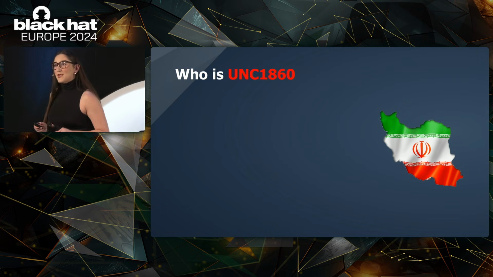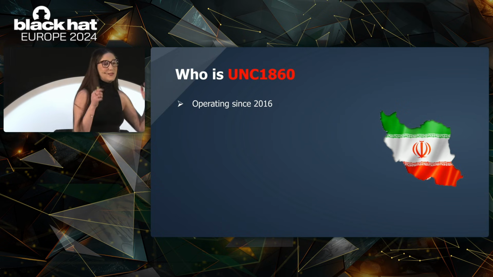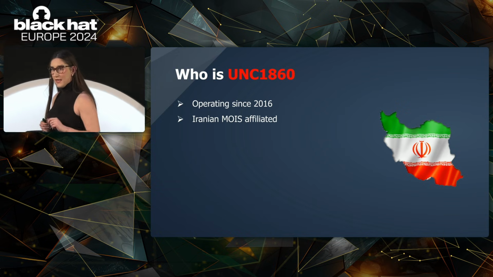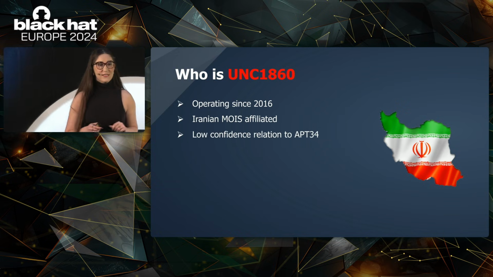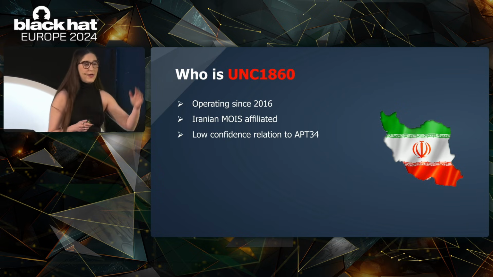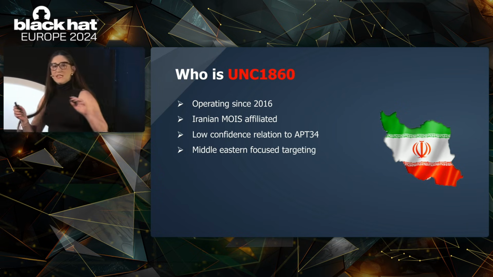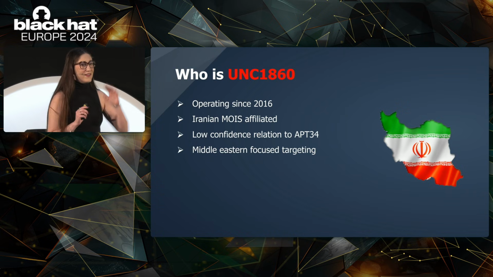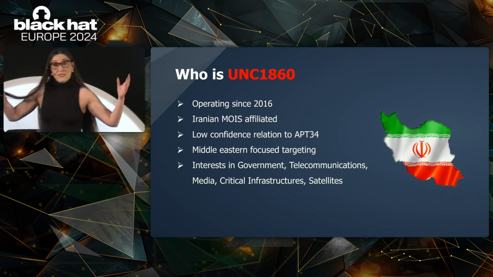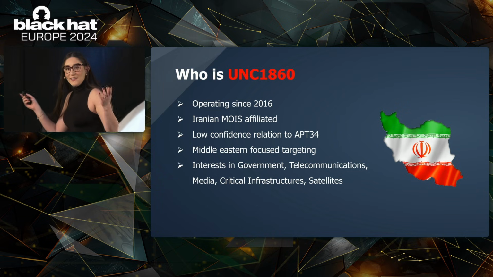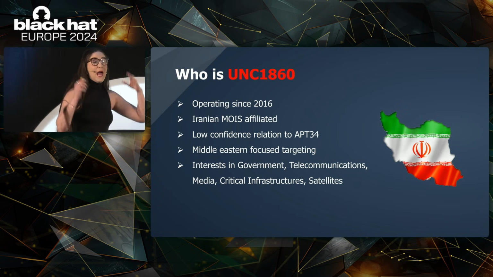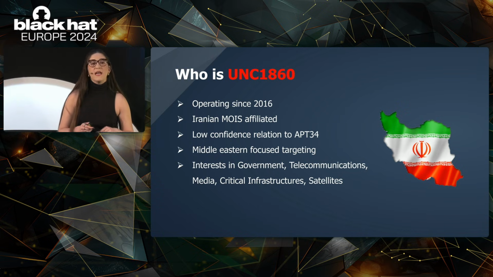So this group I'll be describing today is called UNC1860. They have been operating since at least 2016. They are affiliated with the Iranian Ministry of Intelligence and Security, and we have some low confidence evidence to suggest they are related to the Iranian APT-34. UNC1860's targeting is very Middle Eastern centric, but in some cases we do see them opt to target the US or Europe. They're essentially interested in anything that is interesting, I guess, but more specifically, they really like governments, telecommunications, media entities, critical infrastructures, and satellite providers.